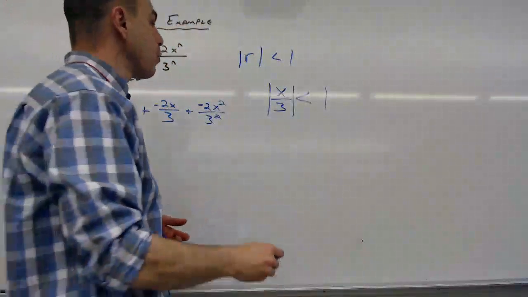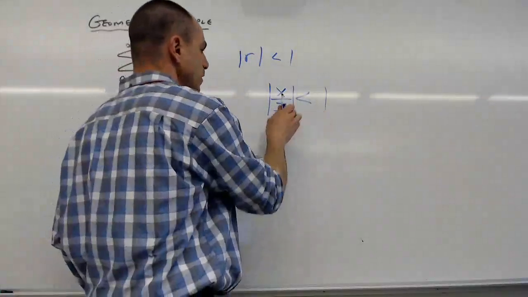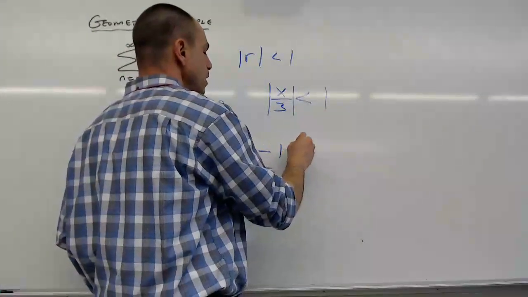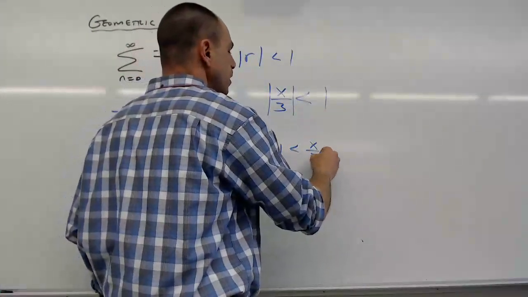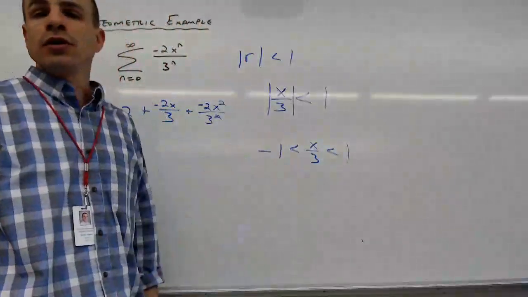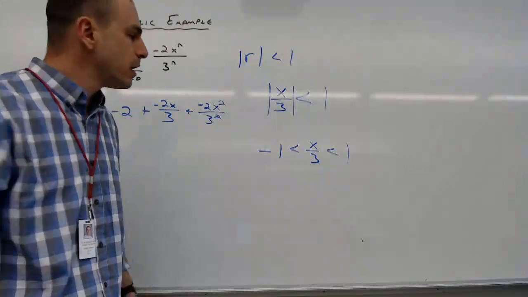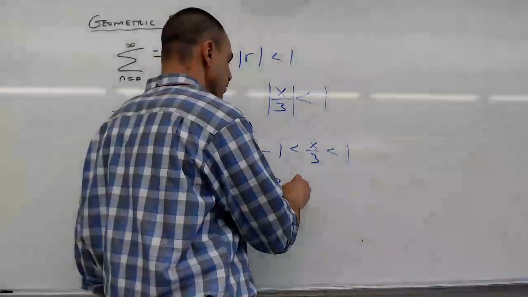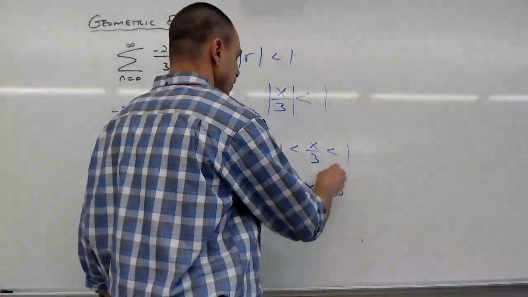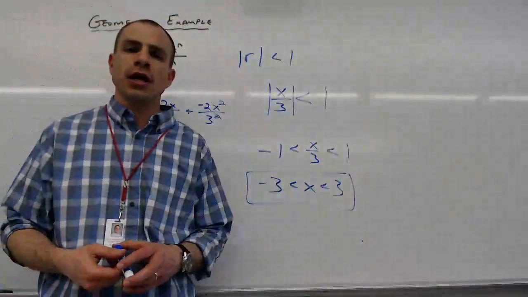Since the absolute value of this term is less than 1, that means this term itself must be between negative 1 and 1. We're just looking for x to be isolated in the middle of our compound inequality, so we'll multiply every term by 3, and we see that we have an interval of convergence where x can be any number between negative 3 and 3.